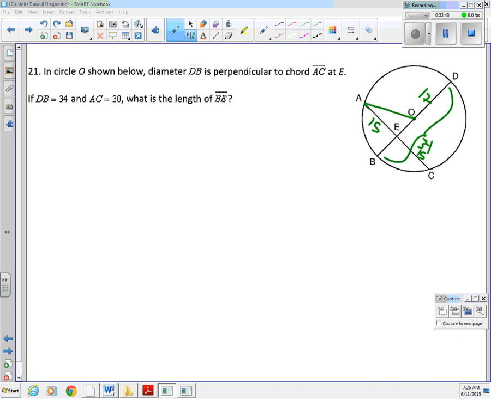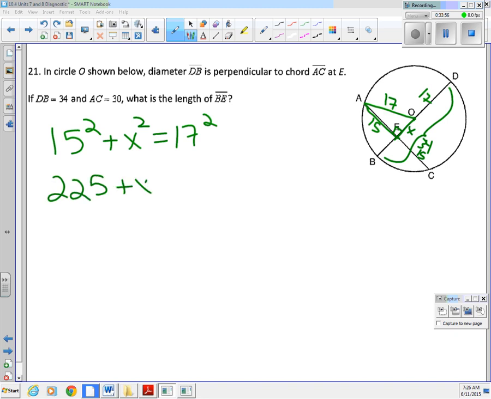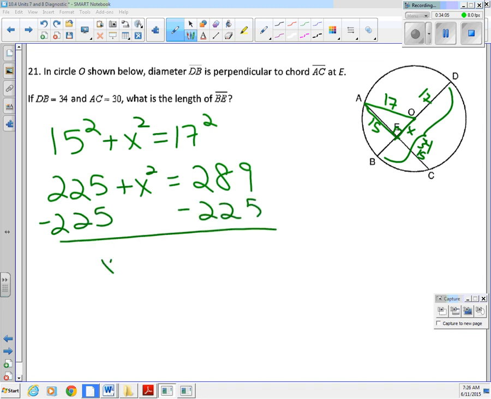Okay, so I have 15 here, and we said the radius was 17. And that will actually allow us to get OE. This is a tricky question. So we have 15 squared plus x squared equals 17 squared. 15 squared is 225 plus x squared equals 17 squared, which is 289. So if I subtract 225 from both sides, I get x squared is 64. Square root of that, and x is 8.